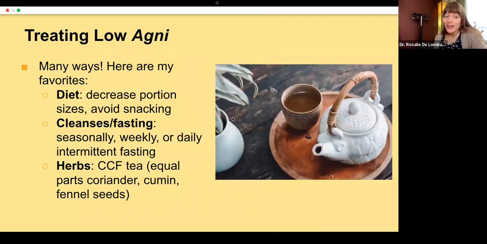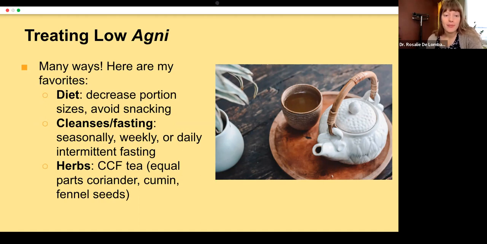To treat low Agni, there are many ways, and again, here are some of my favorites. Diet involves decreasing portion sizes. That's a huge one, especially in this culture, and avoiding snacking, to give your stomach a break, give those digestive enzymes a break to then gear up again for the next big meal.